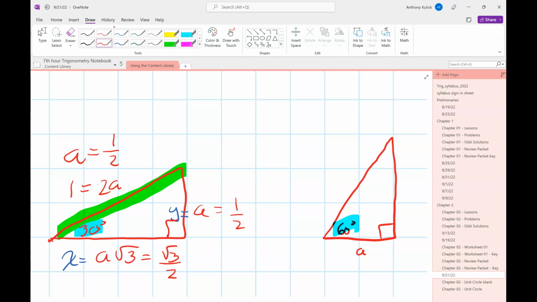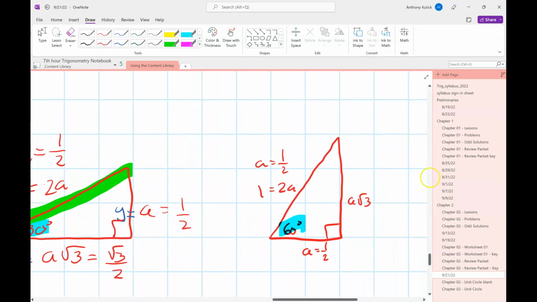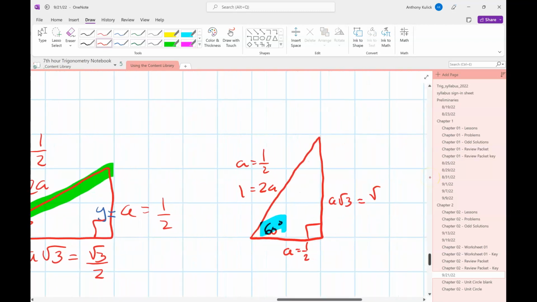So I fill in my ratios of side lengths. Once again, I see that A has to be 1/2. So this side is 1/2. This side then has to be root 3/2. Again, the horizontal side is my x side. The vertical side is my y side.